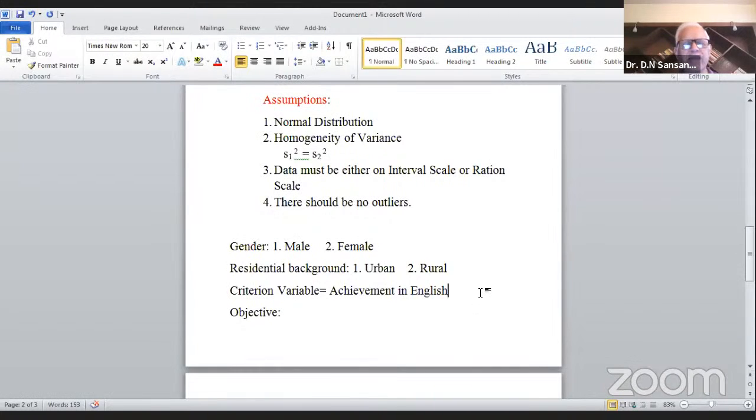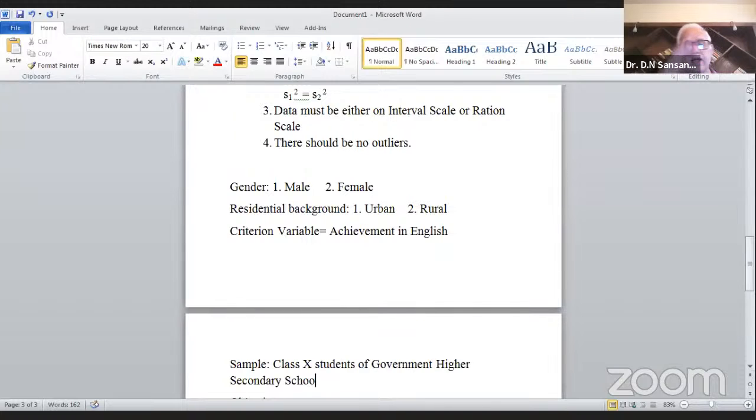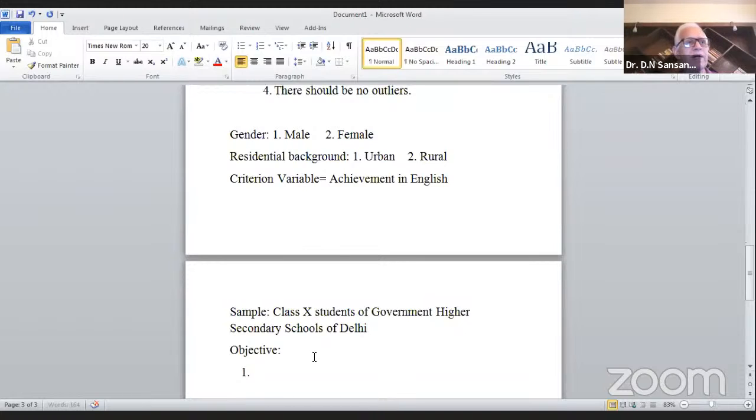Okay. And suppose I'm taking the sample, say class 10th students of government higher secondary schools of, say, Delhi. This is my sample I want to take. Okay. And if I want that, then of course, the sample will not be the part of the objective, that will be the part of the title. So I'm not telling you how to write the title. I'm just telling you now how to write the objective.